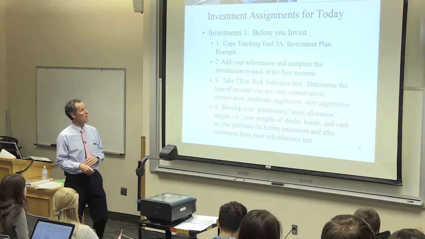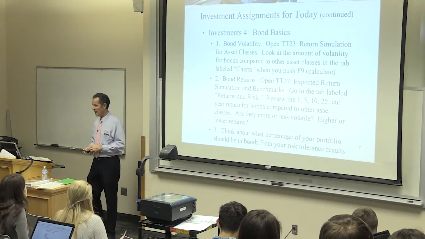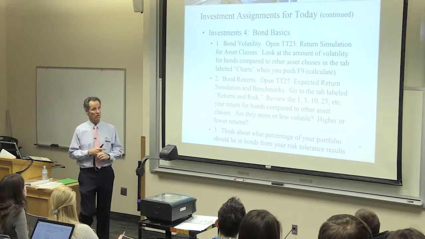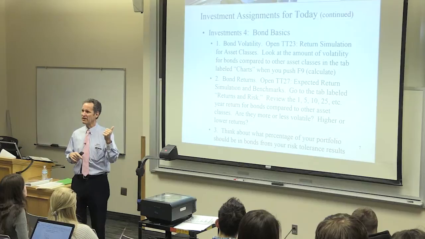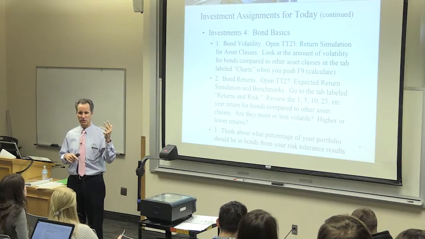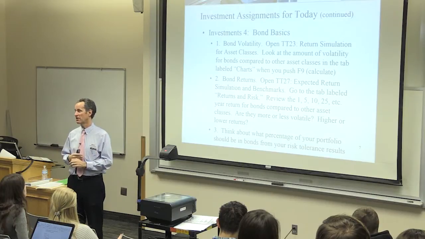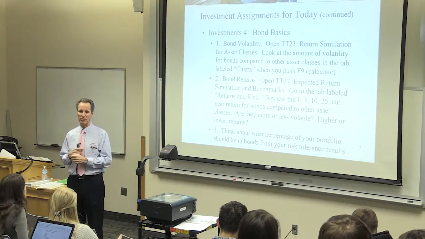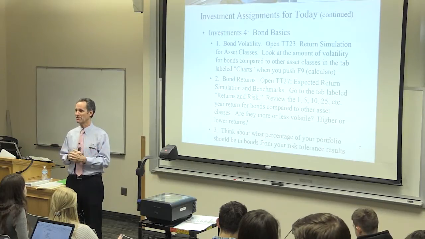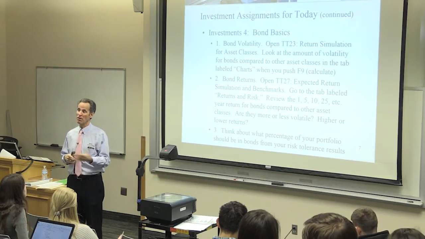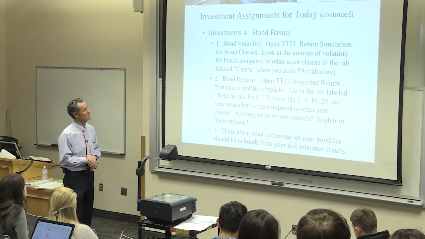On the bond section, I'd like you to open Learning Tool 23 and just look at the volatility. So what I've done is I've given you 1 year, 5, 10, 25, 50, 75, 85, and 90-year returns. So we calculated geometric returns. In fact, I just got the data last night, so I can calculate it for 2016. But what are those returns? How volatile is it? And we'll look at standard deviation as a measure of volatility.